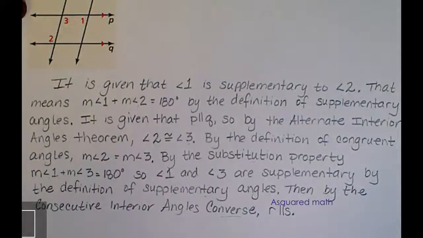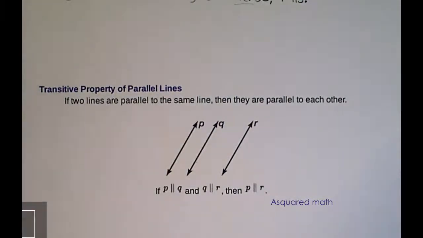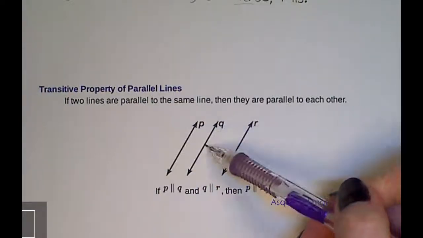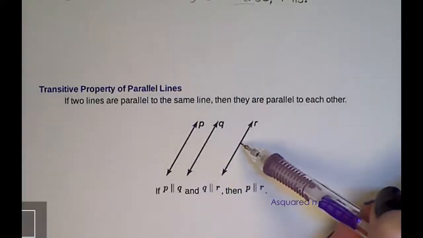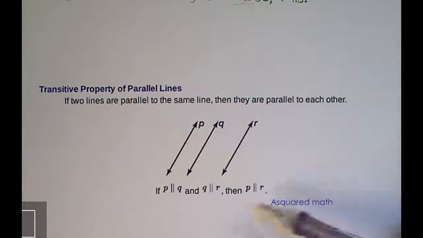The last thing in this section is probably something that you're like, duh, yeah, we know that. But we give an actual name to it, the transitive property of parallel lines. It says if two lines are parallel to the same line, then they are parallel to each other. So all that's saying is if P is parallel to Q and R is parallel to Q, then P has to be parallel to R. And that's what it looks like in a mathematical sentence.